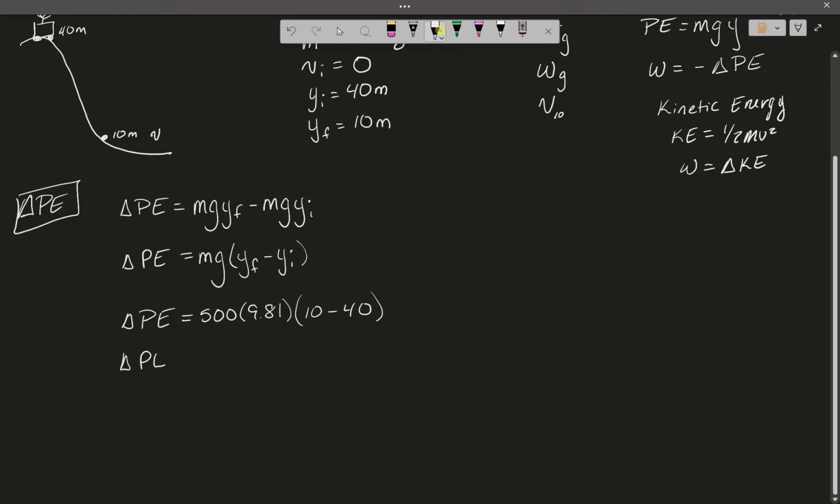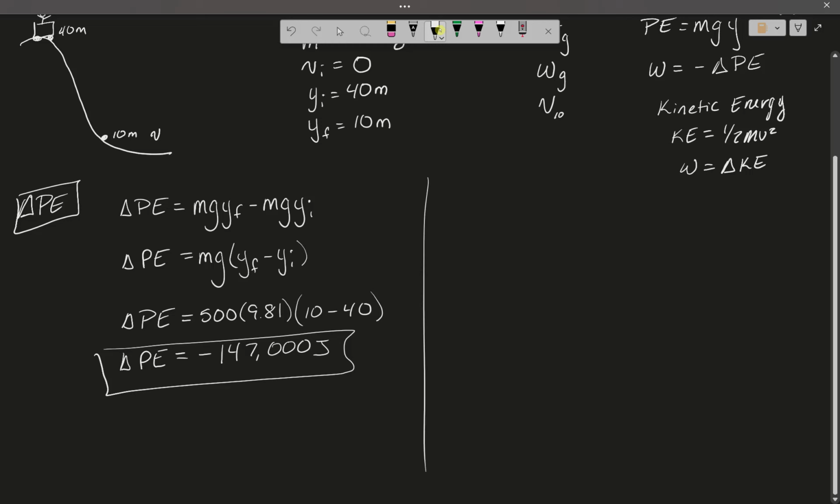This is going to give me a negative change in potential energy, which makes sense because as this object is falling, it is losing potential energy and it is gaining kinetic energy. It's speeding up as it goes. And this will be negative 147,000 joules. This is going to be my change in potential energy.